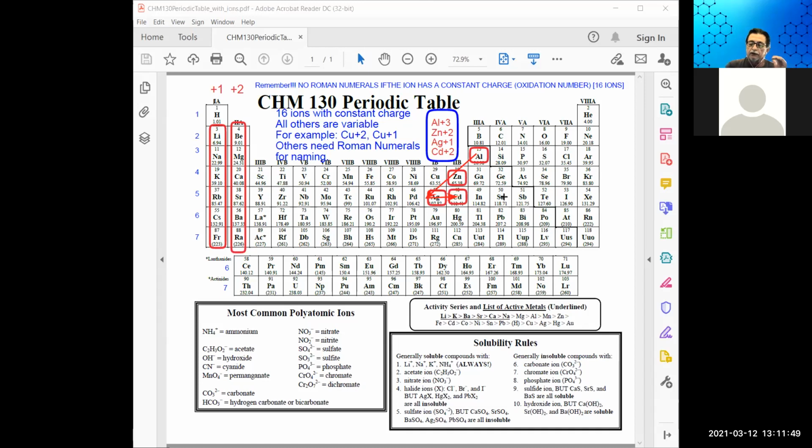So those are the 16 elements, the sweet 16. 16 metal elements whose oxidation number you know 100% of the time, and they don't vary. That implies that all the other metals will vary with respect to oxidation numbers.